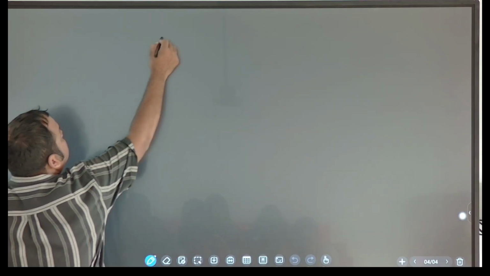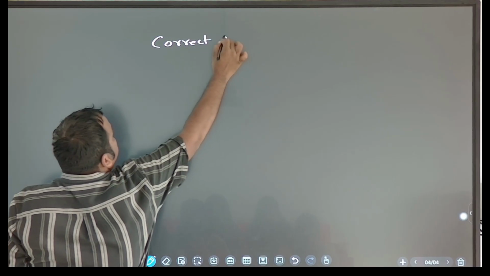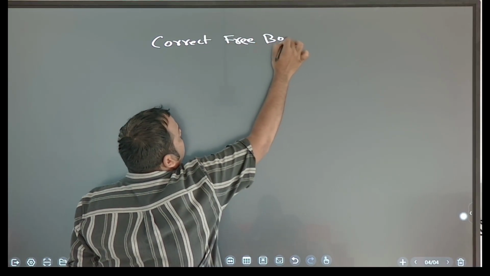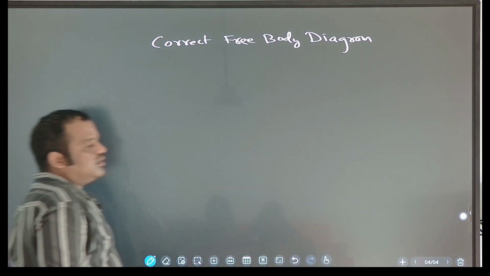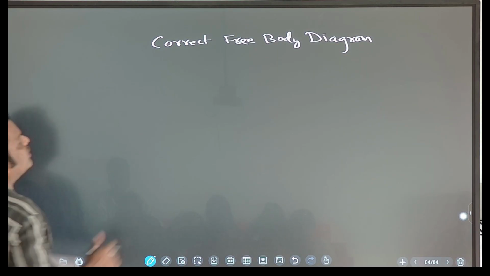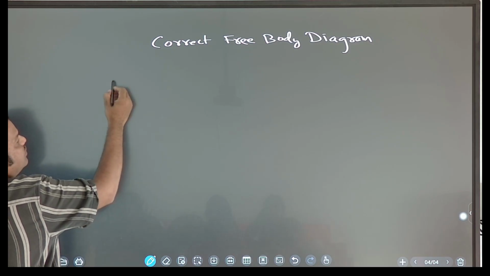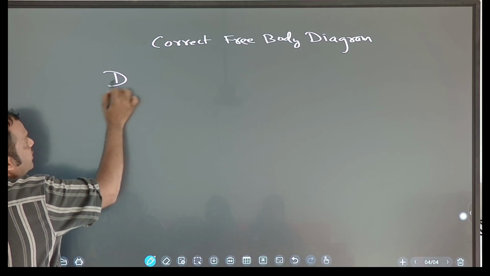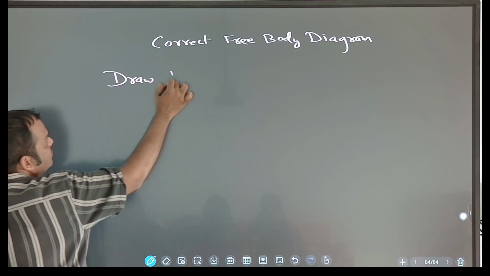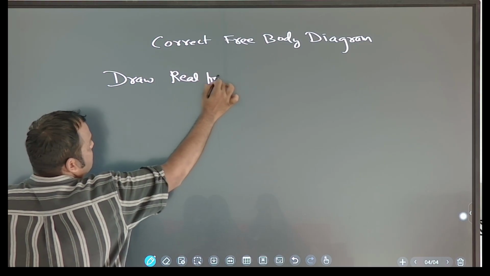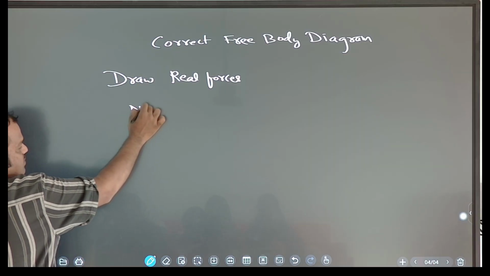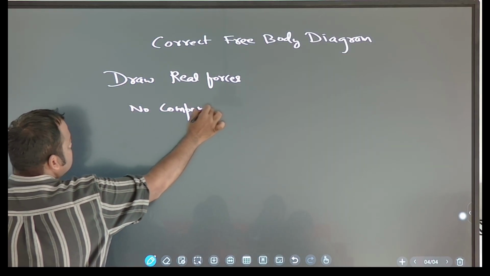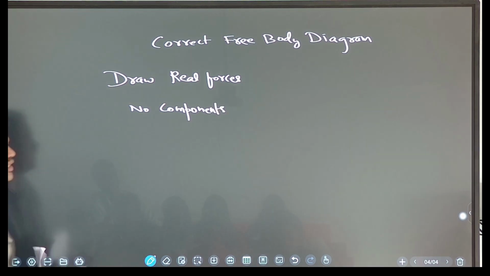Correct free body diagram. See, in a correct free body diagram, draw real forces, no components. Don't draw components, okay.